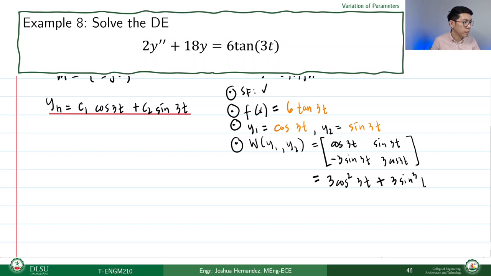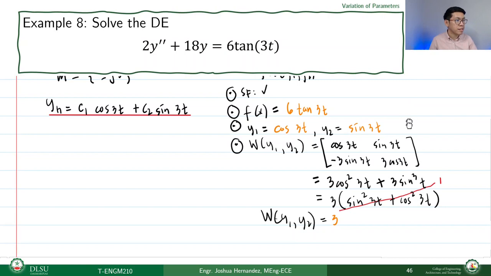Right? You can factor out 3 and have sine squared 3t plus cosine squared 3t, which is an identity. Recall from our trigo that sine squared theta plus cosine squared theta is equal to 1. Thus, this will become equal to 1. So therefore, our Wronskian for y sub 1 and y sub 2 will be simply equal to 3. So we are complete with our ingredients.